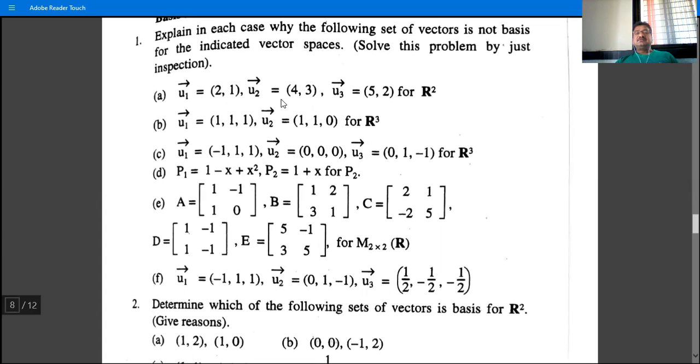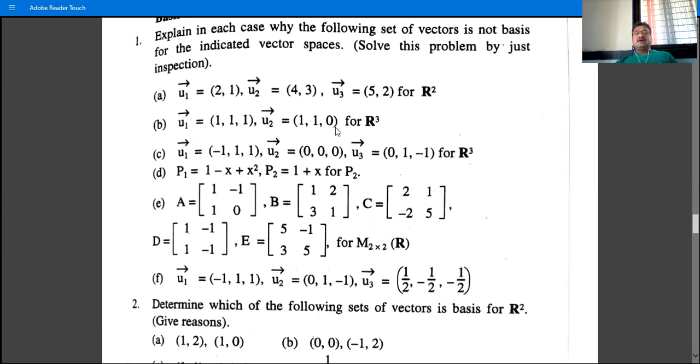That is, this set u1, u2, u3 containing these three vectors is not a basis for R2. Why is it not a basis for R2? Because the dimension of R2 is 2, and therefore any basis for R2 contains exactly two vectors. That is, a set containing more than two vectors or less than two vectors is not a basis of R2. So this set contains three vectors, and so the set u1, u2, u3 is not a basis for R2.